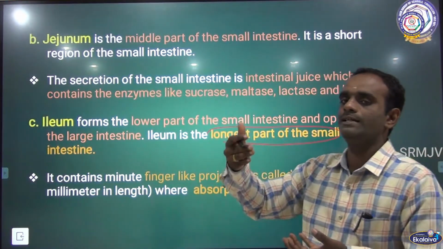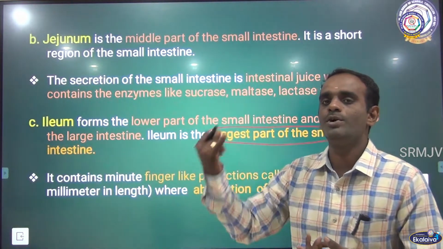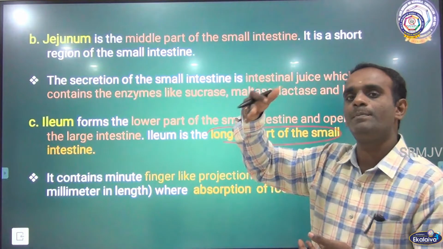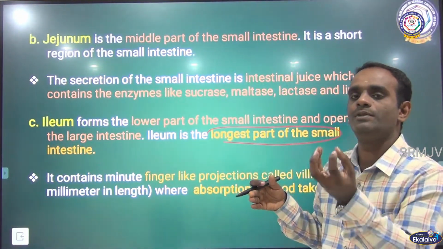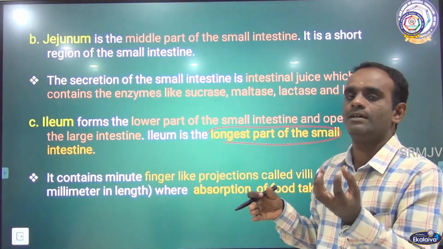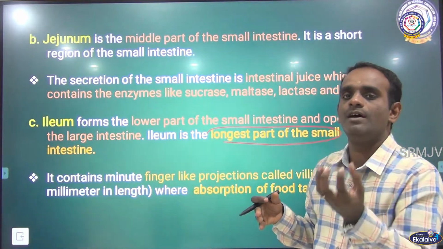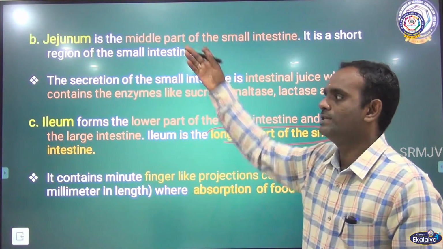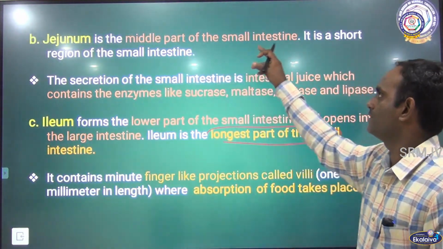So the small intestine comprises 3 parts: duodenum, jejunum and ileum. Duodenum is a C-shaped part. It always receives the bile duct and pancreatic duct. It receives the bile duct from the liver and the pancreatic duct from the pancreas. The second one is the jejunum. Jejunum is the middle part of the small intestine.